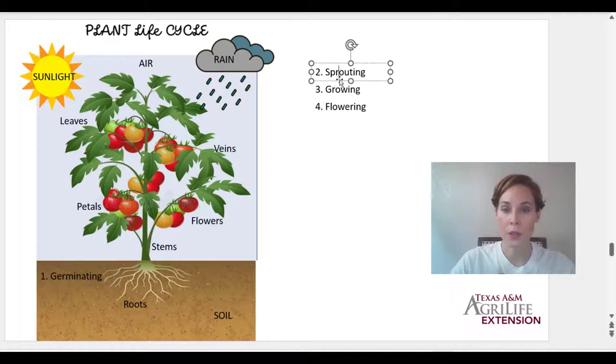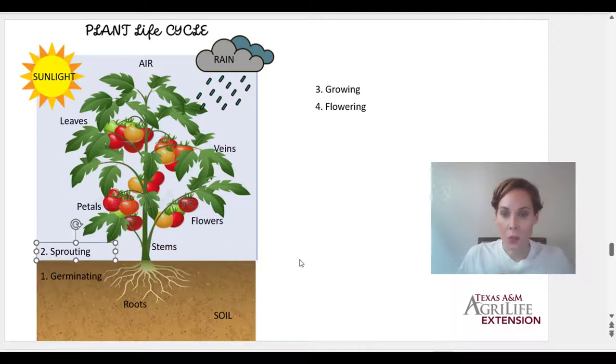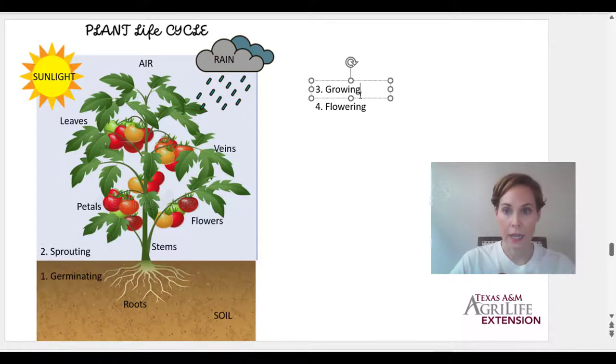Sprouting happens where? Just above the soil surface, right? So I'm going to put it kind of right there. That's when it pushes through the soil. We don't have a whole lot of leaves yet. You only have those two little seed leaves called cotyledons. Then it grows, which is happening as the plant gets bigger.